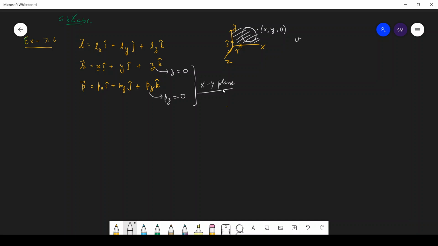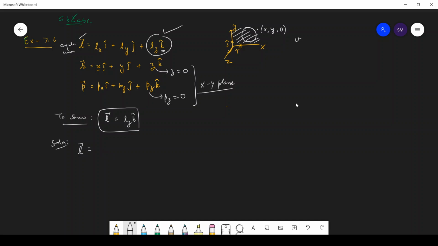So we have to prove that the angular momentum has only a z component. This is what we need to prove: that it will have only this k cap, only Lz, and the other components will be 0. So we have to show that L equals Lz k cap only. So let us find L. What is L? So the solution.